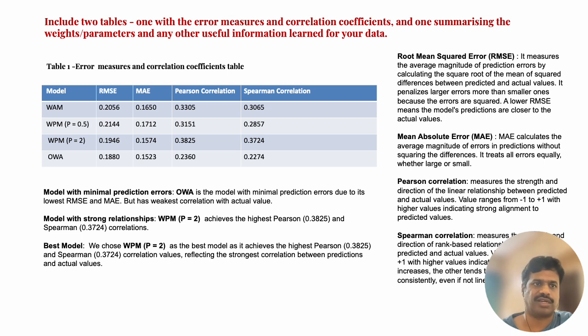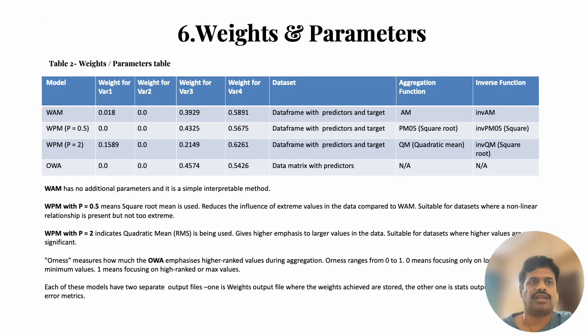The first table is displayed here, where each model's RMSE, MAE, Pearson correlation and Spearman correlation are displayed. So for WPM with p equal to 2, we have the best Pearson correlation and Spearman correlation values, whereas the OWA model has the lowest RMSE and MAE values. And if you look at the weights and parameters table, WPM with p equal to 2 has higher weights for variable 4, and we have displayed the weights for all the 4 models here.